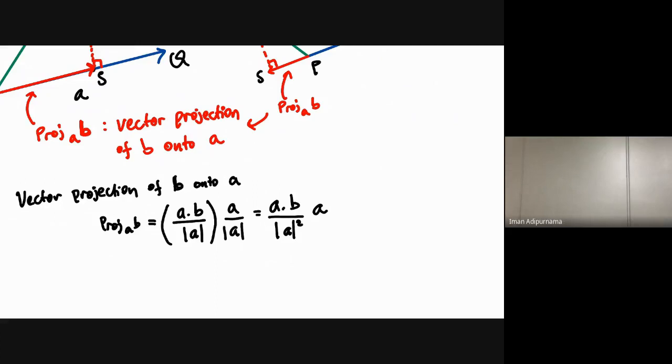Which means this is actually B cosine theta, right? In terms of the dot product formula. But for the vector projection, you need to multiply with the unit vector of A. And you will see the difference with the scalar projection. You don't need to multiply with the unit vector.